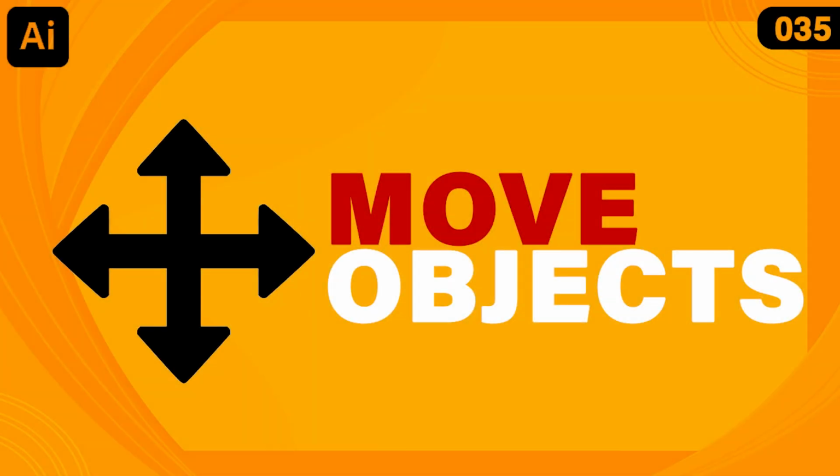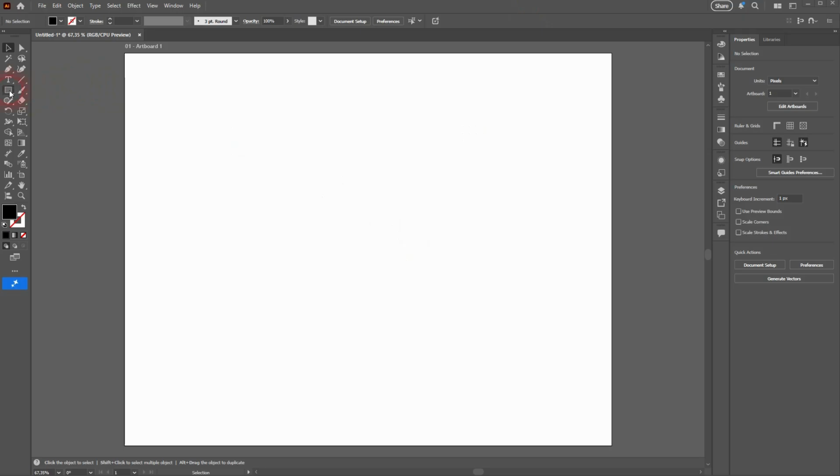And we're back to learning Illustrator in a year, day 35. Let me show you how I can specifically position elements. So first up, we'll create a rectangle.